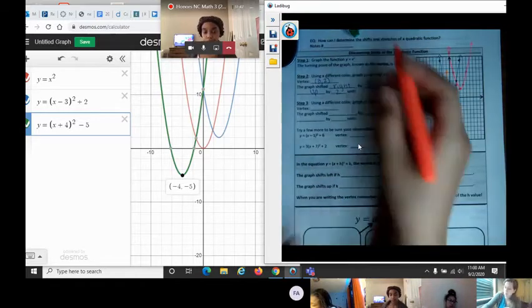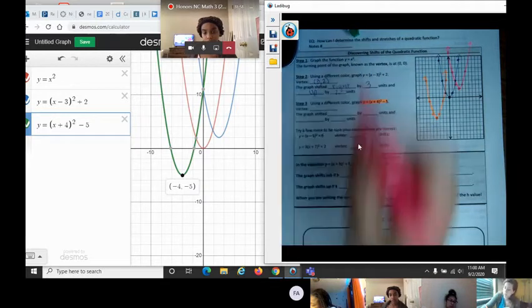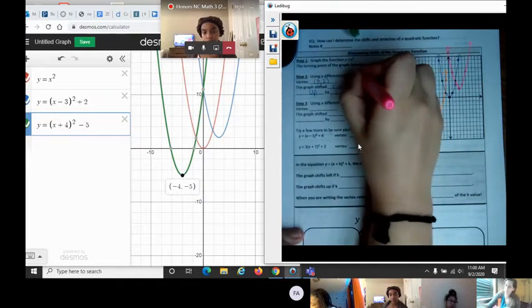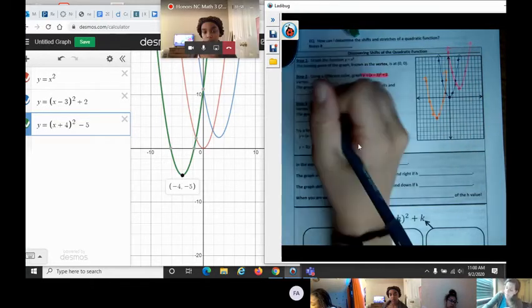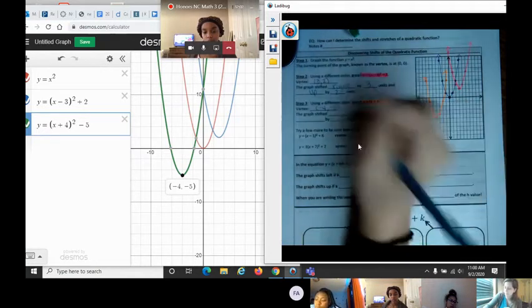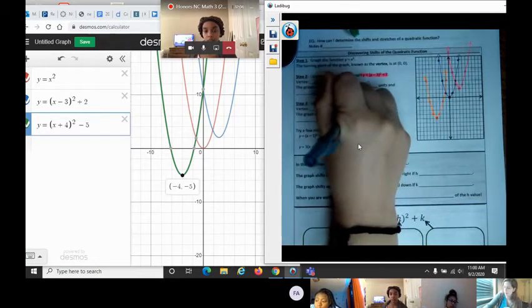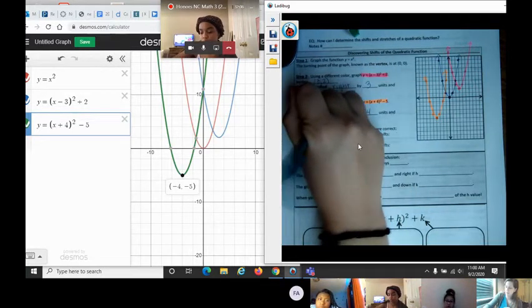Okay, so the vertex here is -4, -5. The graph shifted left by 4 units and down by 5 units.